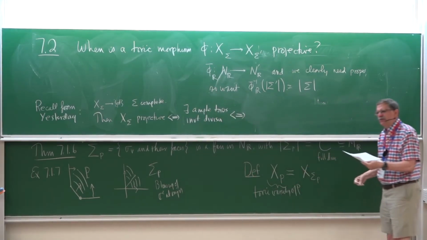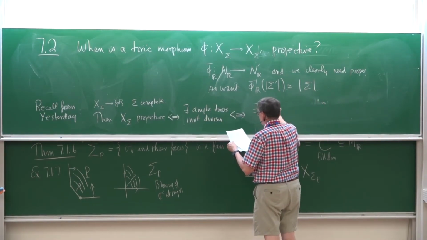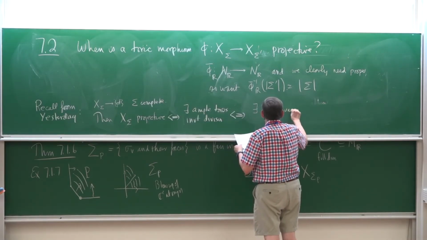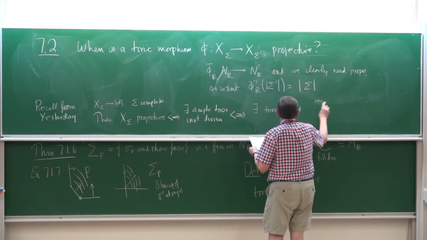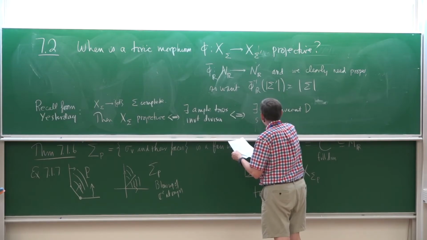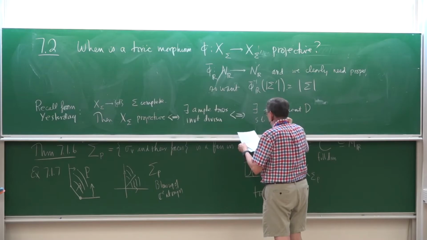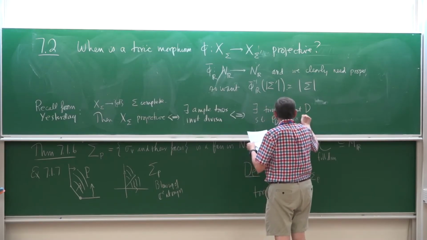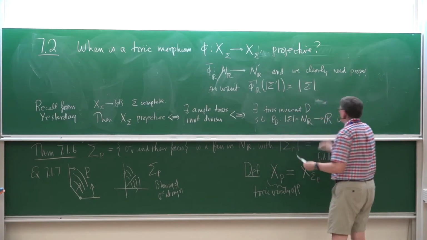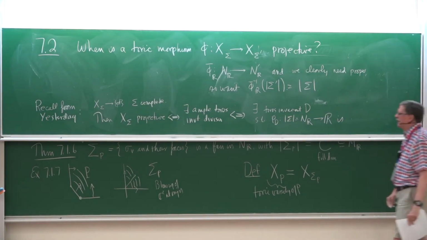And then how do you check that? There are several ways. The crucial thing is that there exists a torus invariant divisor D such that its support function phi D has some property. What property of phi D do you need to make D ample?